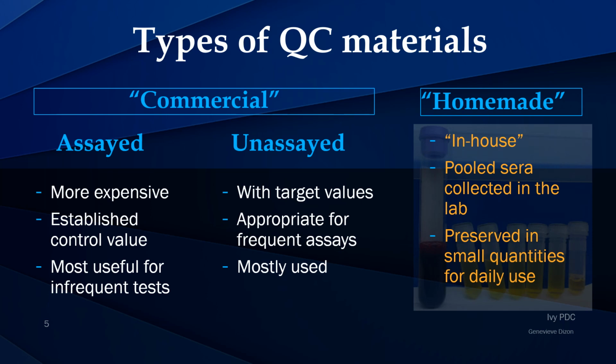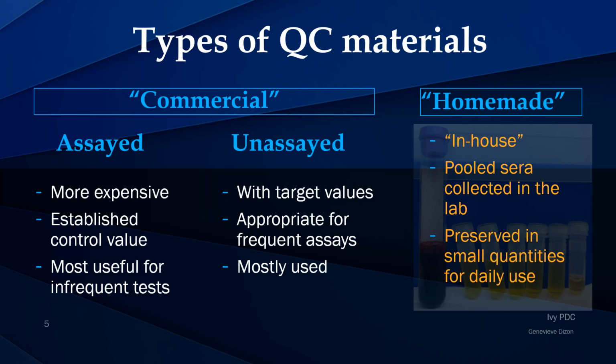Now, under commercial, we have two, assayed and unassayed. When we say assayed, this is more expensive than the unassayed. Why is it more expensive? Because it already has an established control value. This is most useful for infrequent tests, yung mga tests na hindi mo laging ginagawa. Unassayed, on the other hand, will only have a target value. So that means you would have to test it and then the actual results should fall near the target value.